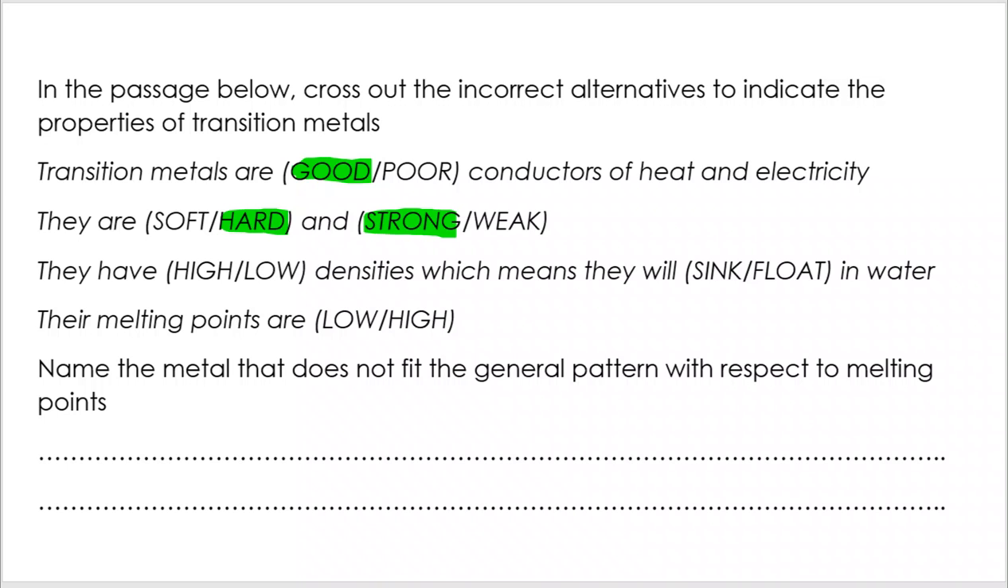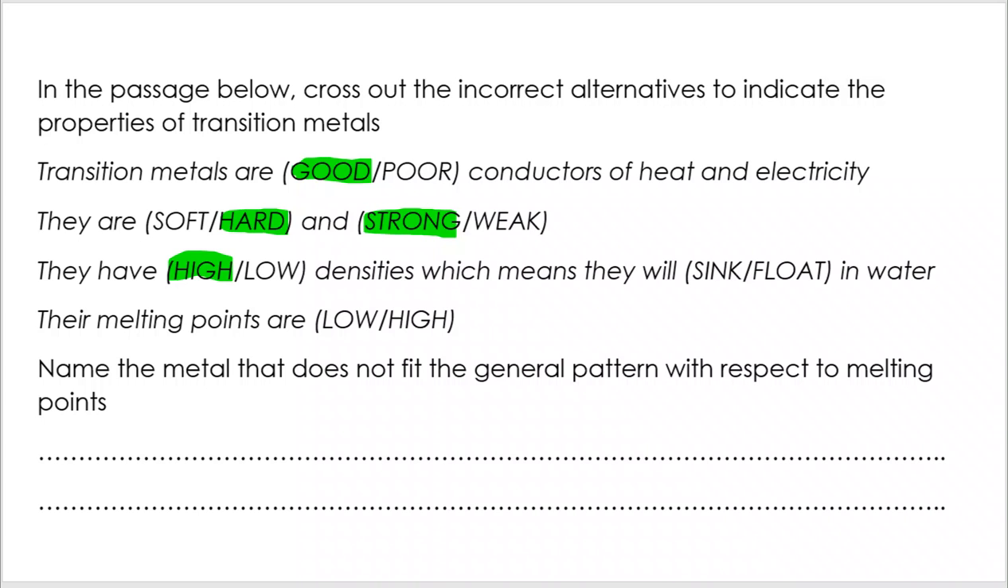They are hard and they are strong. So we compare that to what you may have seen with group 1, which you can cut through relatively easily with a knife, certainly potassium and sodium. Metals here, things like iron, things like titanium, that are used in construction because of their hardness, because of their durability. They have got high densities.